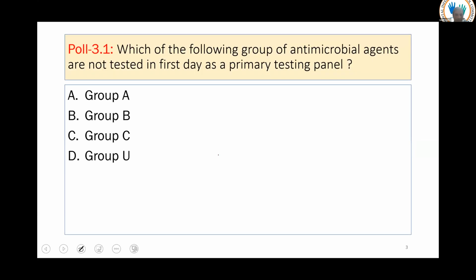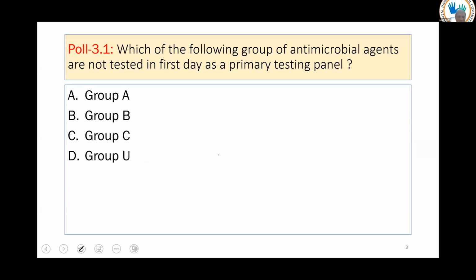So the question that was discussed with you, what was shown to you, is about the various test groups or report groups of CLSI. The first question asked here is: which of the following groups of antibiotics are not tested on the first day as a primary test panel?